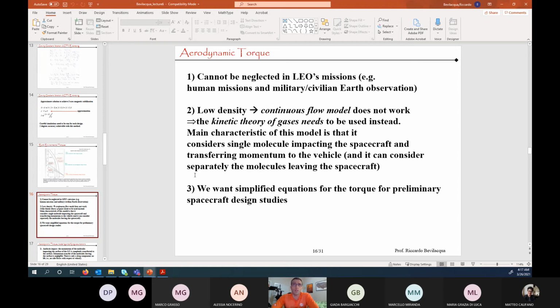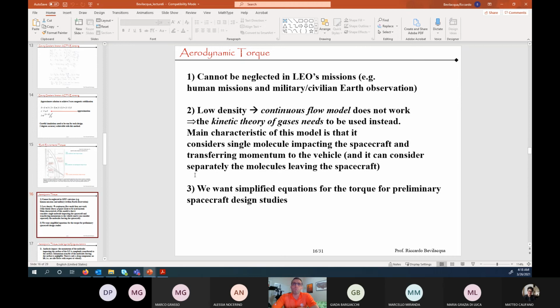So density is very low in LEO, and the way we end up writing the drag and lift forces, and then the torque, in terms of formulas, as we will see, is similar to what you write for an aircraft, just because we are used to aircraft. But the reality is that the model behind those equations is quite different from the continuous flow model that we use in atmosphere. We introduced the kinetic theory of gases, which means that basically you have particles that are impacting with the spacecraft and transfer momentum to the vehicle itself.